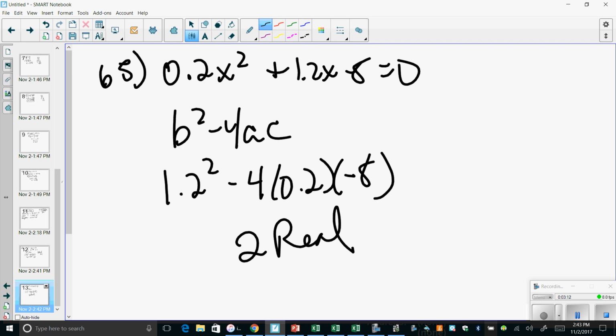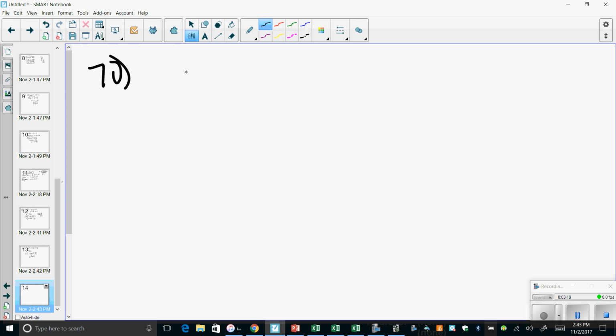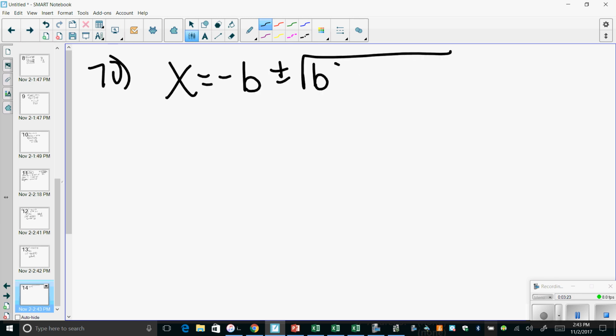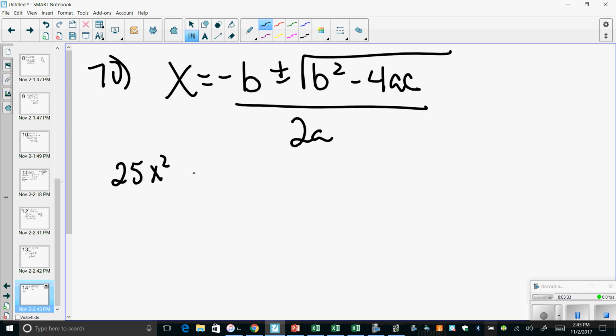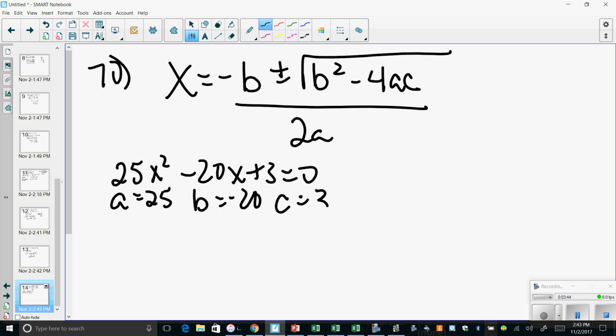All right, when we get to 70, it says to use the quadratic formula to solve the equation. So our quadratic formula is x equals negative b plus or minus the square root of b squared minus 4ac all over 2a. So problem 70 is 25x squared minus 20x plus 3 is equal to 0. Make sure it's equal to 0 before you start this process. So a is 25, b is negative 20, and c is 3.